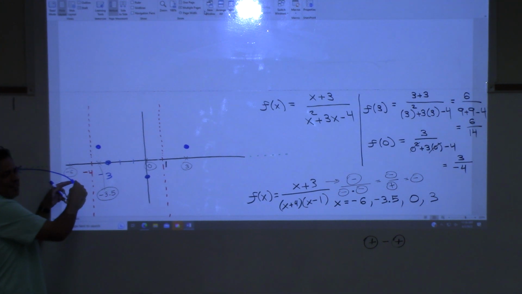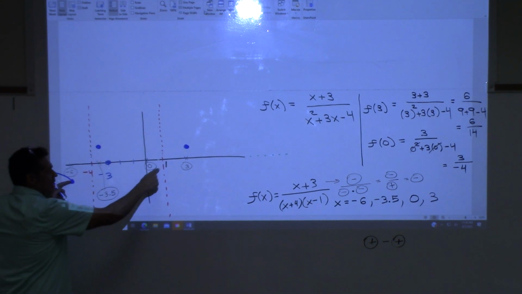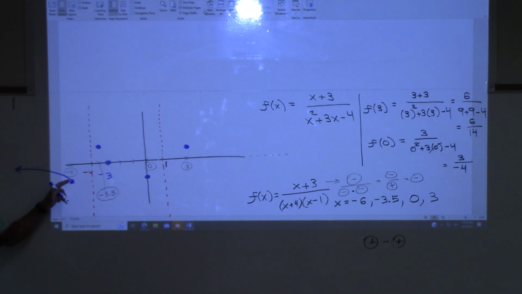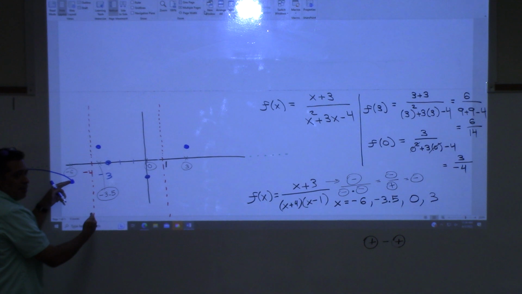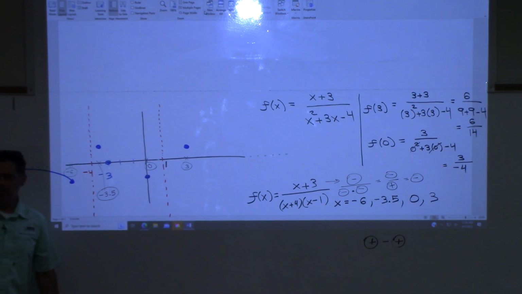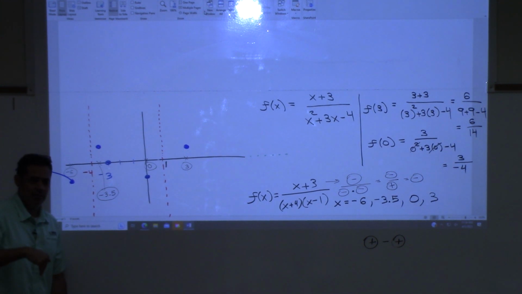We're trying to connect, not to insult, I'm not insulting it, but we are truly trying to connect dots here. This dot to that dot to that dot, but we're going to have some problems doing it because we have things in our way. As I start drawing it to the right, I have this vertical barrier, right? I'm not allowed to cross a vertical barrier. These vertical barriers force my graph to do what? Either go up or down.